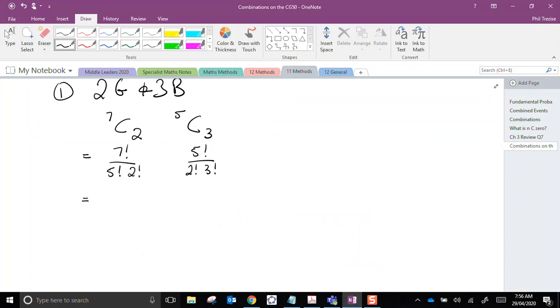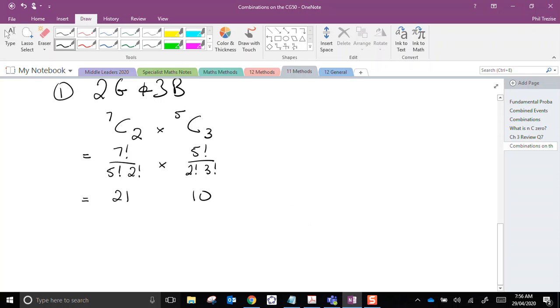Now when I use my calculator to do that, I find there are 21 different ways of choosing 2 girls from the pool of 7, and there are 10 different ways of choosing the boys. Well, for every one of these 21 possible ways, so for the first group of girls, there's 10 different ways of having the boys. Then for the second group of girls, there's another 10 different ways of having the boys. That sounds like multiplication to me.